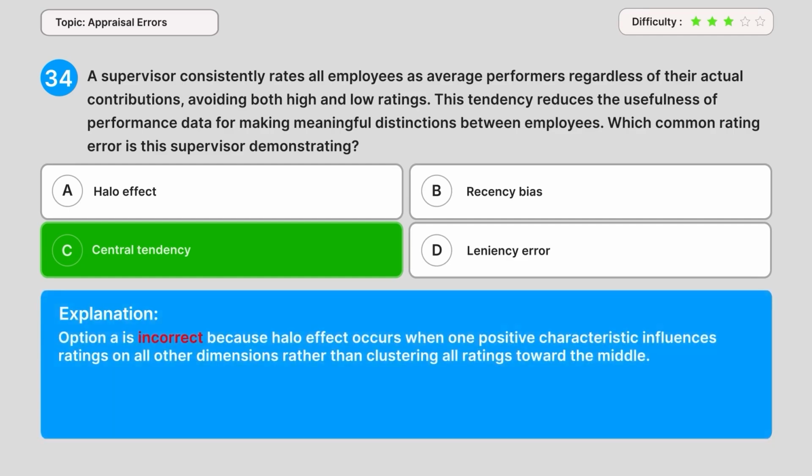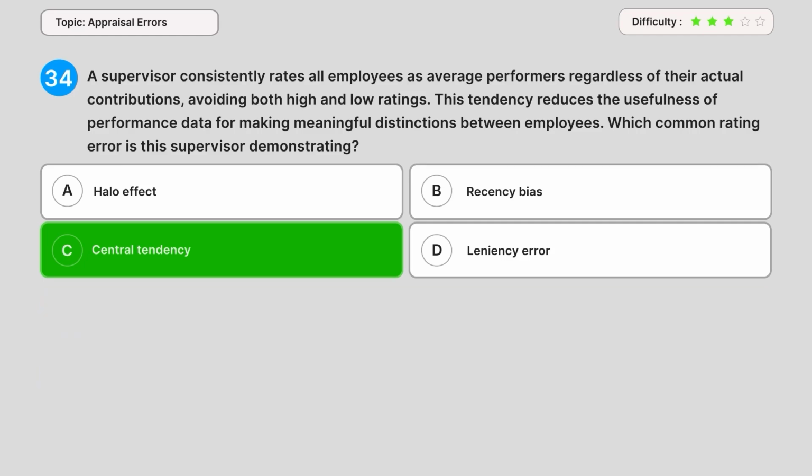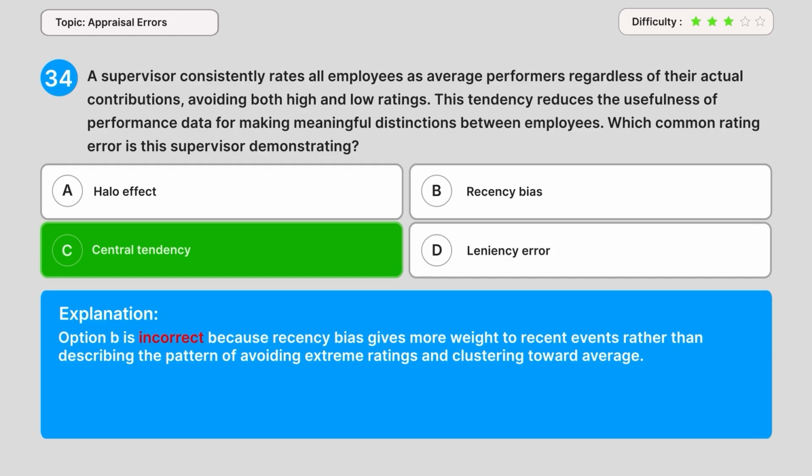Option A is incorrect because halo effect occurs when one positive characteristic influences ratings on all other dimensions rather than clustering all ratings toward the middle. Option B is incorrect because recency bias gives more weight to recent events rather than describing the pattern of avoiding extreme ratings and clustering toward average.